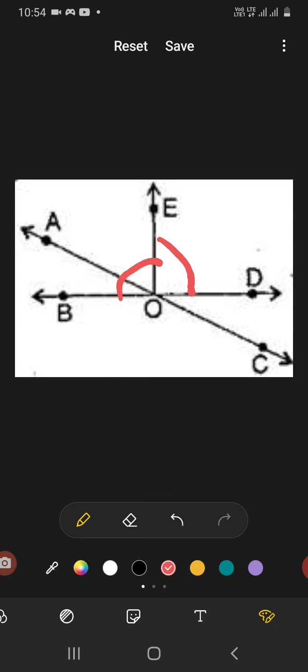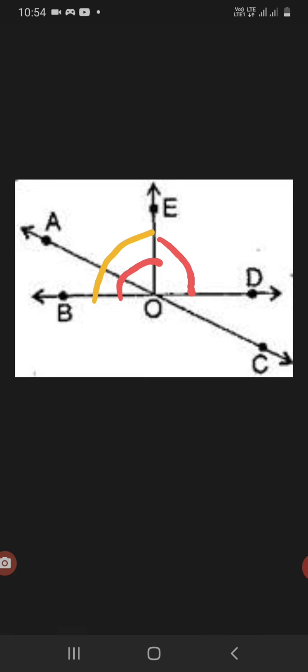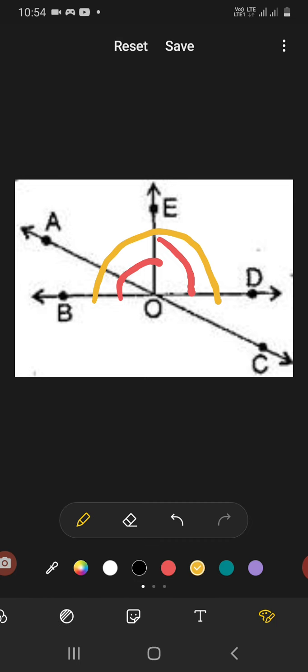That means BOE and EOD both are equal, and the sum of these two angles is 180 degrees. Yes, therefore our answer is BOE and DOE. Now see the next question number 4.